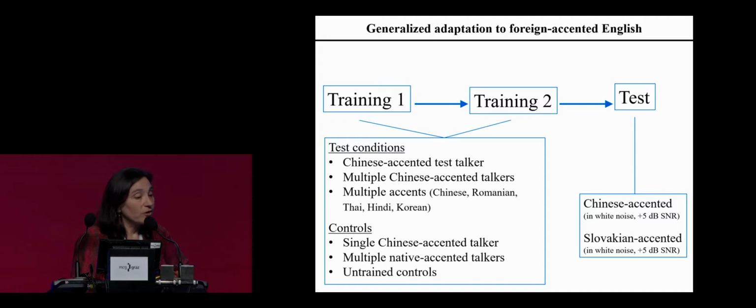And then we have a few control conditions. We have one condition where they're exposed to a single Chinese-accented talker, different from the test talker. And this is to see whether the talker-independent adaptation requires exposure to multiple talkers rather than to a single talker. And then we have two other control conditions. One is just a task control condition where we expose the listeners to native accented English. So they just get exposure to the task, this test task, without ever getting exposed to foreign accented English at all, and then we have a group of untrained controls.